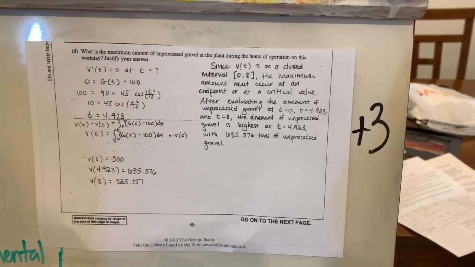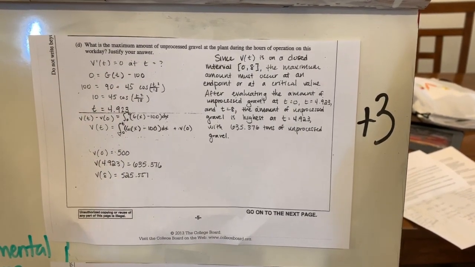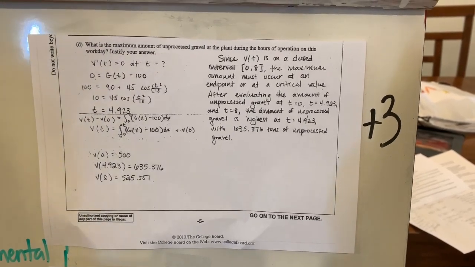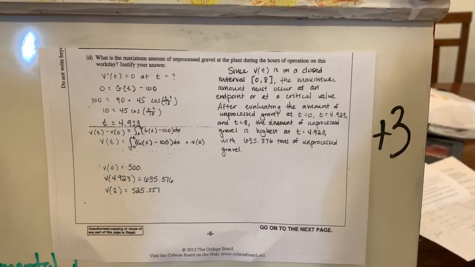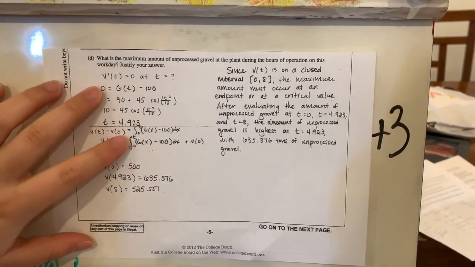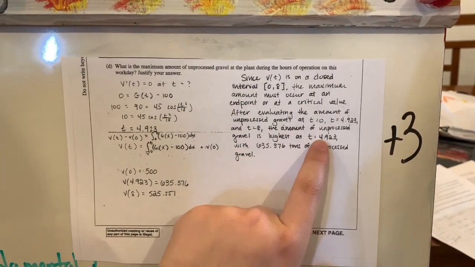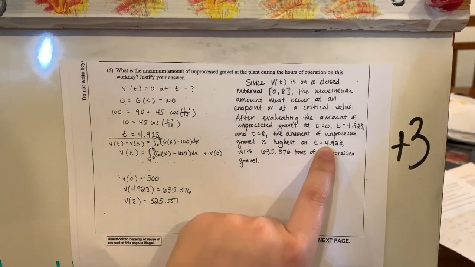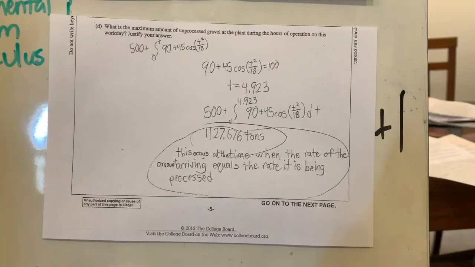So student A got 3 points, which is full credit, because they were able to compare A prime of t with 0 and find the critical number. This student, instead of using A prime of t, just changed the variable and used V prime of t instead. They were able to find the correct answer of t equals 4.923, which gave them the second point, and they provided justification, which gave them the third point.